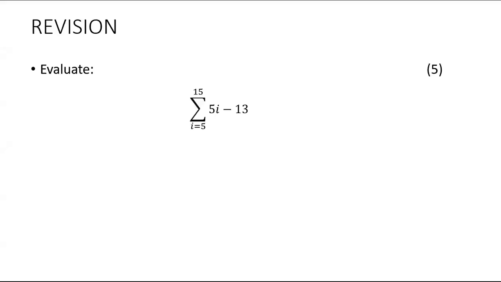Now, when they say you must evaluate and then give you a sigma notation where your upper bound is 15, your lower bound is 5, and your general term is 5i minus 13, please note that sigma is actually an instruction, and it instructs you to find a sum. What sum are you finding? You're finding a sum of whatever sequence you have.